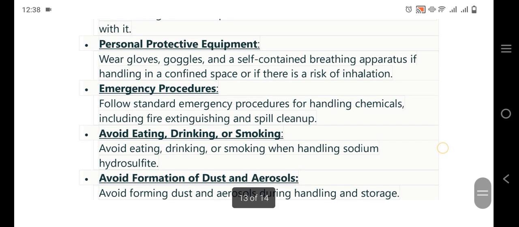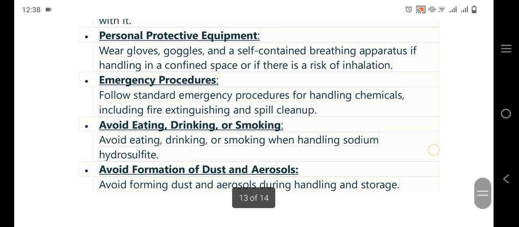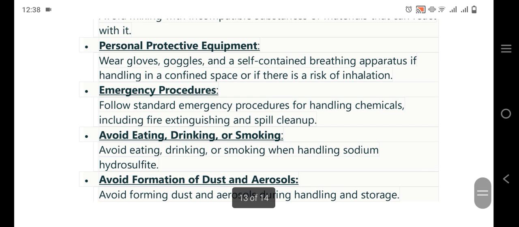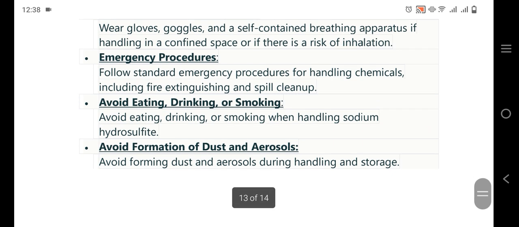Next is personal protective equipment. Before using every chemical, we have to use personal protection. For personal protection, we have to wear gloves, goggles, and a self-contained breathing apparatus if handling in a confined space or if there is a risk of inhalation. So, personal protection is compulsory and a priority. Emergency procedures: follow standard emergency procedures for handling chemicals, including fire extinguishing and spill cleanup.